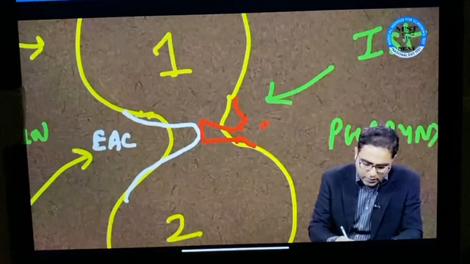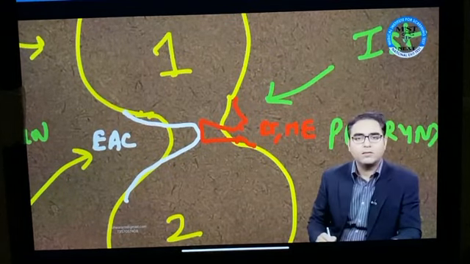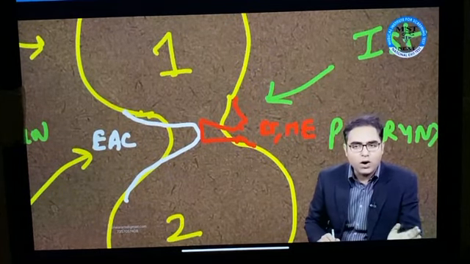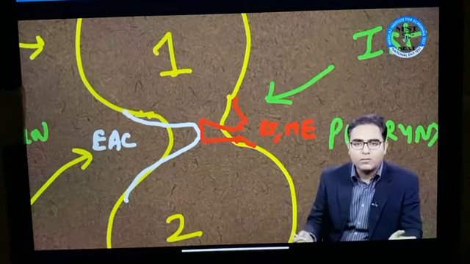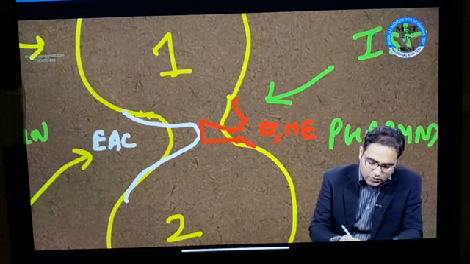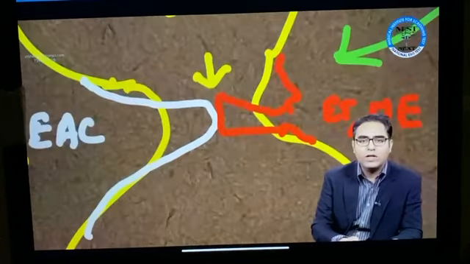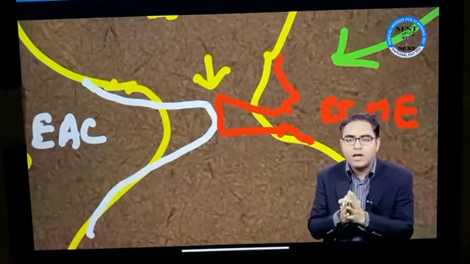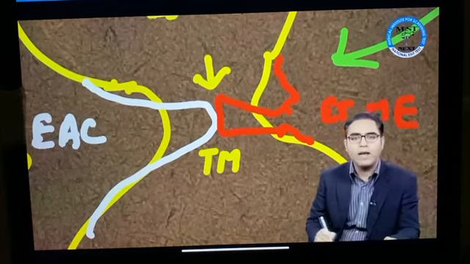Please understand, from outside forms the external auditory canal, from inside forms the Eustachian tube and middle ear, and where the handshake happens, everybody look at the screen. There is a place where the handshake happens. Where the handshake happens, there becomes the tympanic membrane. You know why?